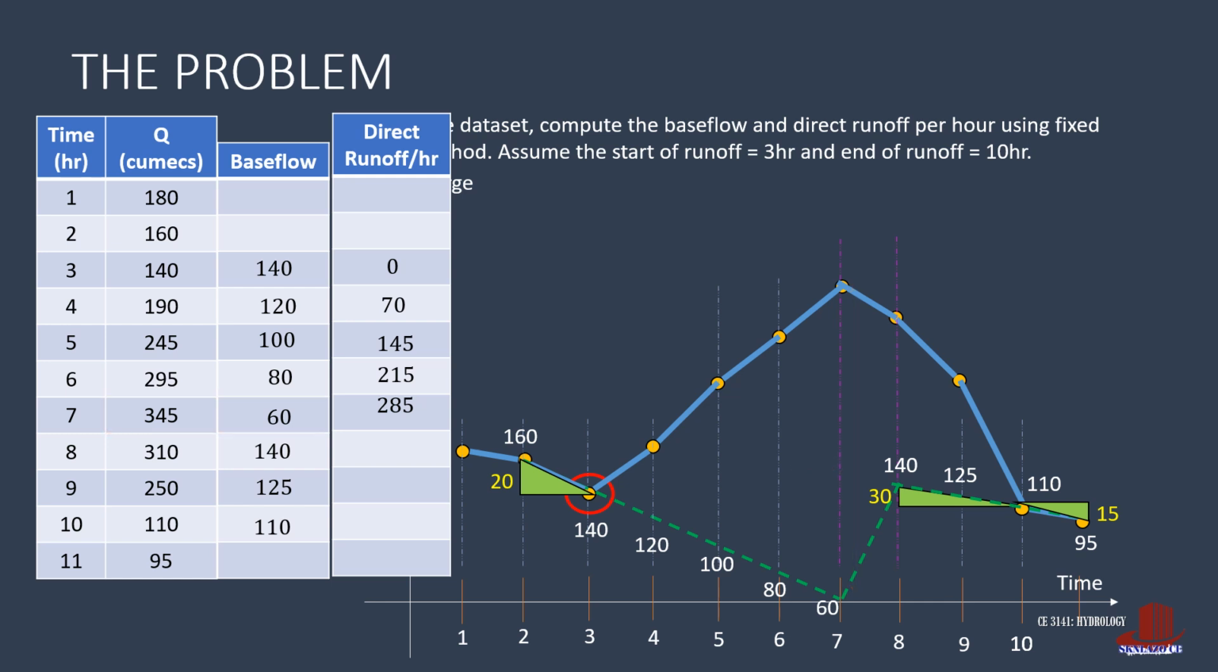At t of 8 hours, the DRH is 310 less 140, which is 170. On the ninth hour, the direct runoff is 250 minus 125, which is 125 cubic meters. The 10th hour indicates the end of the runoff, so the discharge is wholly taken as base flow, which means DRH is 0.